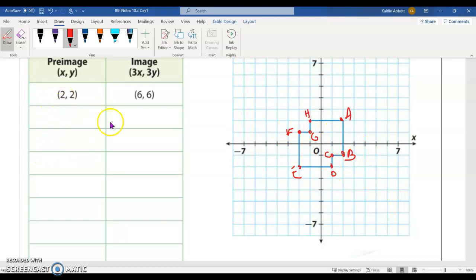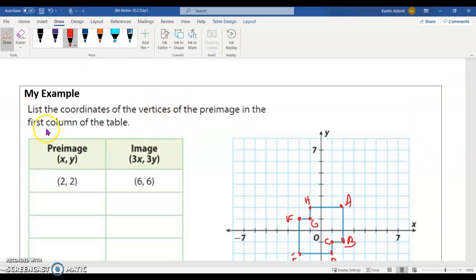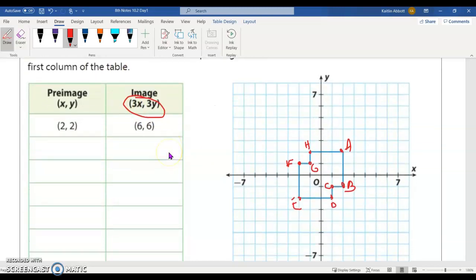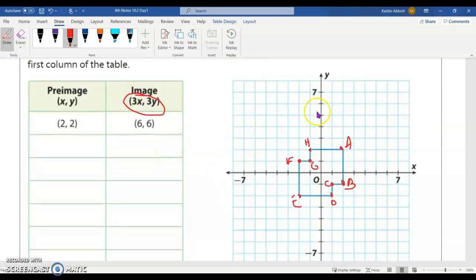So 2, 2. You might notice there's no scale factor. Their scale factor is written here. So remember you wrote this on the last few days of class last week. This was the rule that you did. So we have to multiply our x's by 3 and we have to multiply our y's by 3. So we're doing a scale factor of 3 and we have to graph. So since it's a whole number, our graph is going to get bigger.